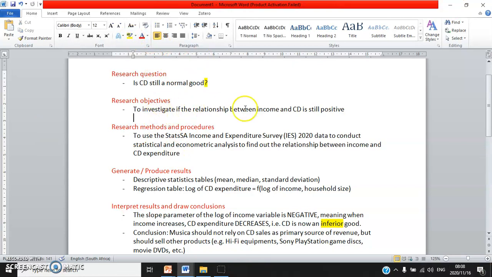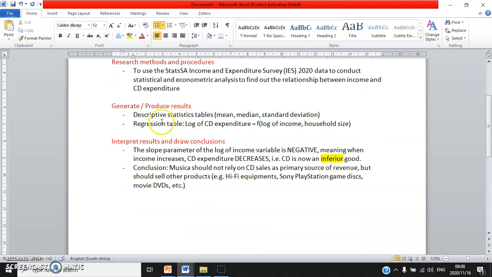Then the objective in statement. Okay, it has some relationship with your research question. So my research objective is I want to investigate if the relationship between income and CD expenditure is still positive. Then I explain my methods and procedure. I'm going to use the Statistics South Africa Income and Expenditure Survey. It is called IES. Okay, 2020 data to conduct some statistical and econometric analysis to find out the relationship between income and CD expenditure. And then I will produce the results.